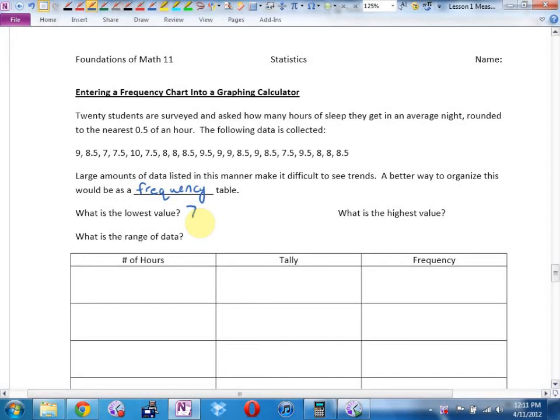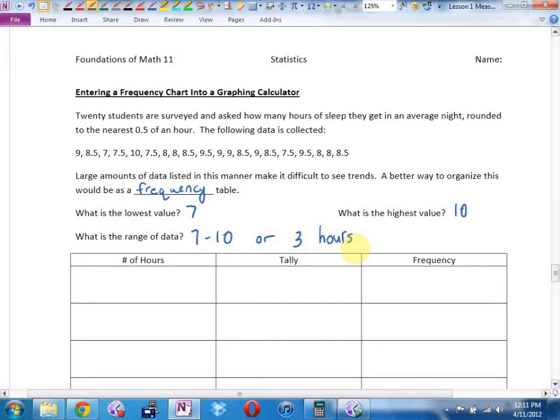10. Is there one bigger than 10? Nope. 10. By the way, the fancy word for this is the range of the data. From 7 to 10, the range is spread out over 3 hours. New word of the day: range.